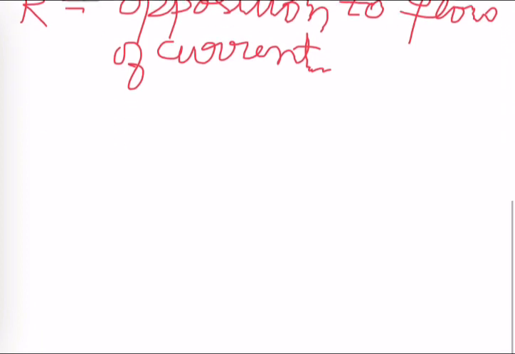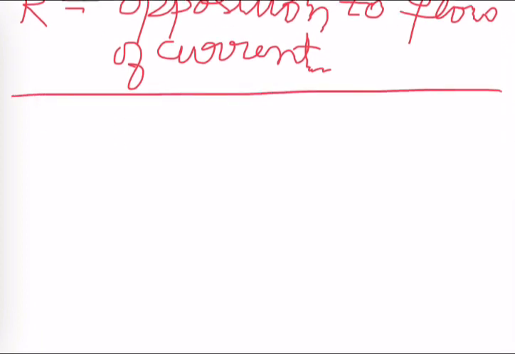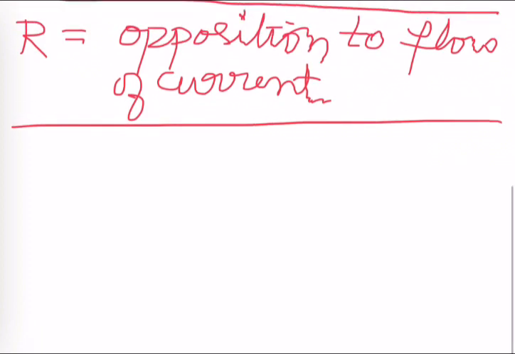Name them. What are the factors on which the resistance depends? Length and area of cross section. Yes, the resistance depends on two things: length of the wire and area of cross section of the wire. How exactly does the resistance depend on the length? The resistance of a conductor is directly proportional to its length.